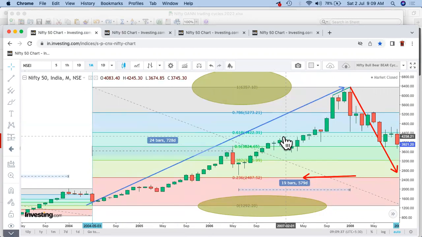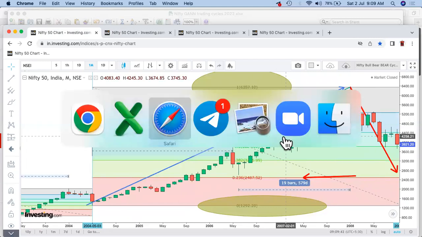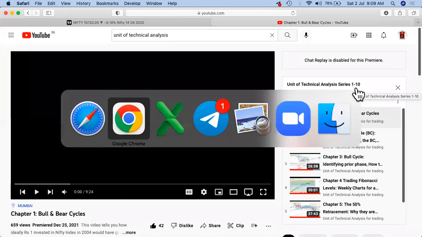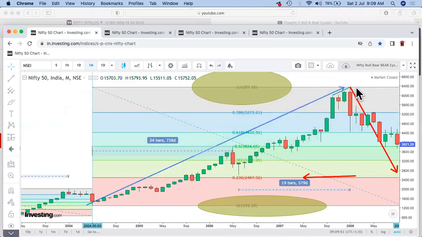Unit of technical analysis 1 to 10. So you can just refer across to that. So this was the chapter 1 of the list of unit of technical analysis. Right? So this was 0 and this was 1, right? So if you see, yes, this point or maybe this of May 2006, this is coming down exactly to 0.5 point. And from that, we get a reversal. And this reversal has come down to 0.236 level.